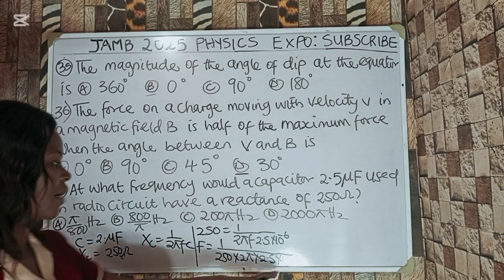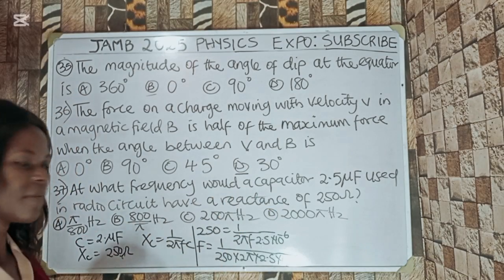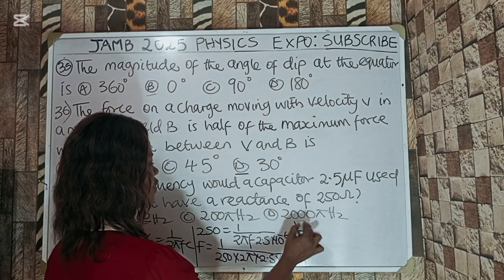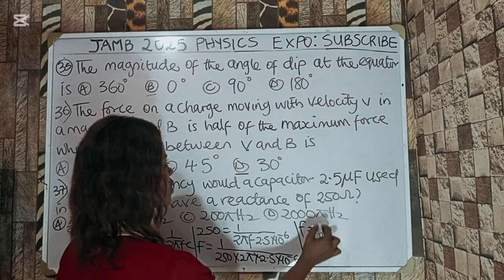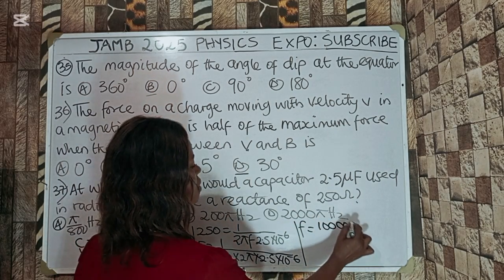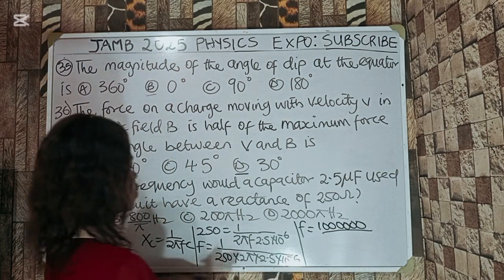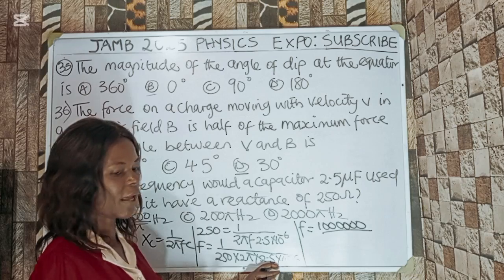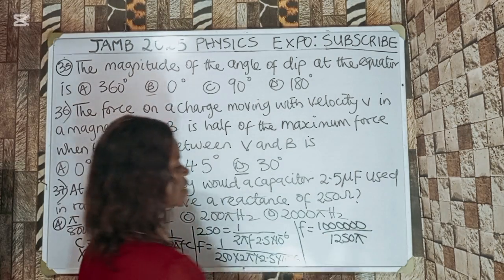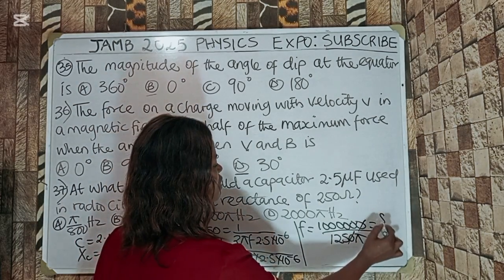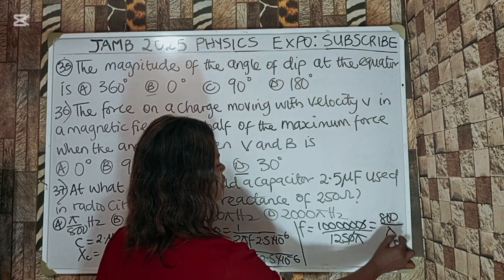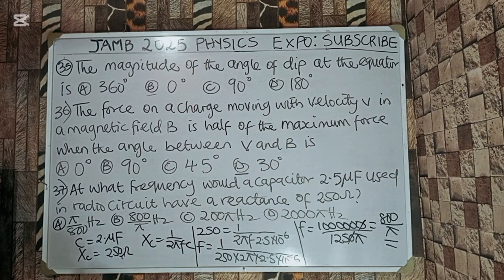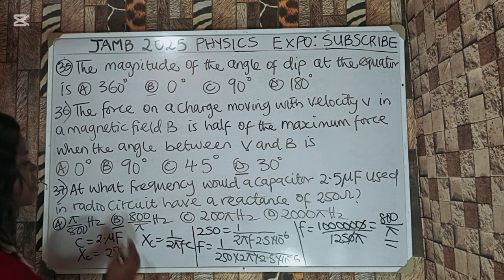Then I'm going to carry this minus 6 up to the numerator to have a negative sign, and if I do that, my frequency equals, this becomes 1 million, divided by 250 times 2 pi times 2.5. 250 times 2 gives 500, and 500 times 2.5 is 1250 pi. By the time you cancel this, the answer is going to be 800 over pi Hz, right? So the correct option to this question is option B.